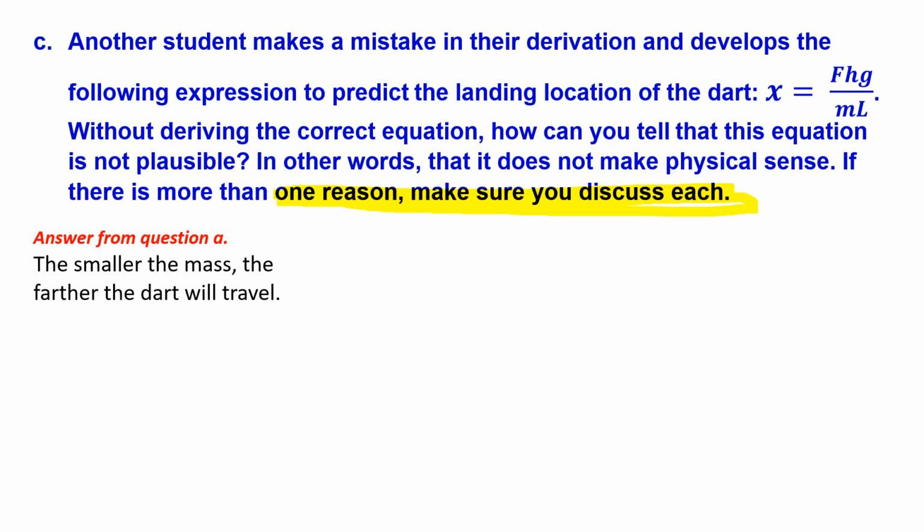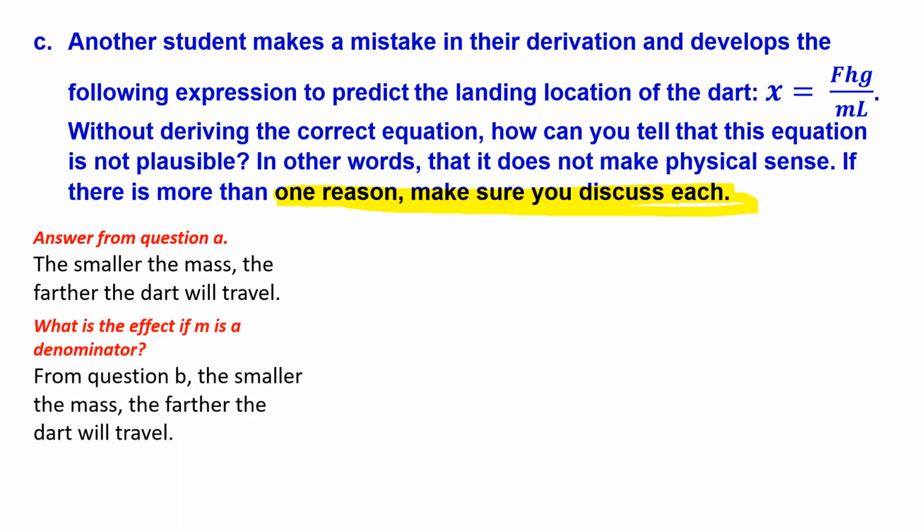So the answer from question number one: the smaller the mass, the farther the dart will travel. Common sense. What is the effect if m is a denominator? From question B, the smaller the mass, the farther the dart will travel, if m is the denominator. But since in the equation earlier it was a numerator, it doesn't support question A.